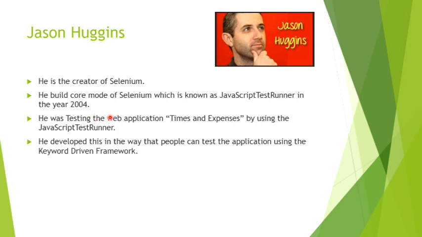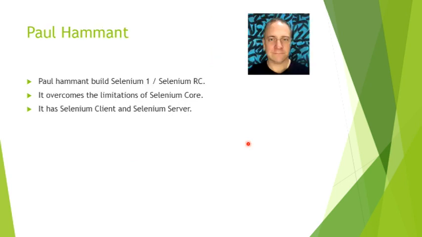He was testing web application's times and expenses by using this runner, JavaScriptTestRunner. He developed it in a way that people can test the application in a data-driven framework. The next picture is Paul Hammant. Paul Hammant built Selenium 1 and RC. It overcomes some limitations of Selenium Core, as I've already discussed. It has Selenium client and server logic.